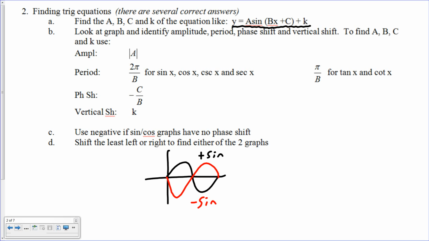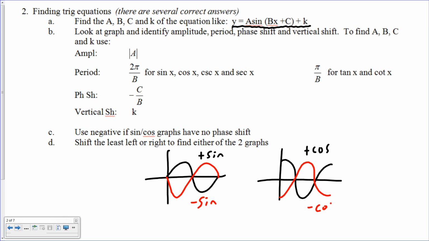The same thing is true for cosine. If the graph looks like that, you want to use positive cosine. But if you're looking at a graph that looks like this, you know you want to use a negative cosine. Again, because there's no phase shift, you want to keep it simple. If it lines exactly up with the negative, you want to use the negative. That's the only time you use the negative.